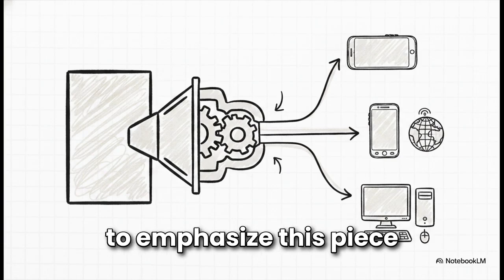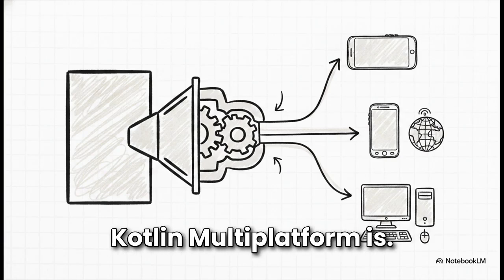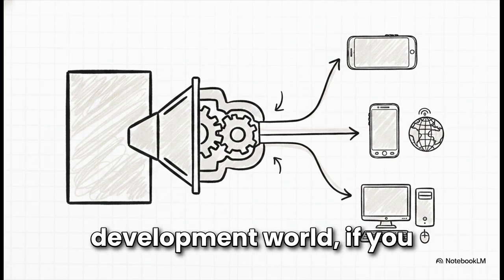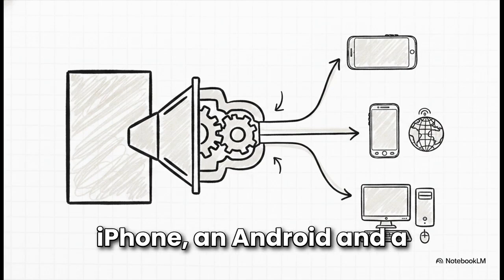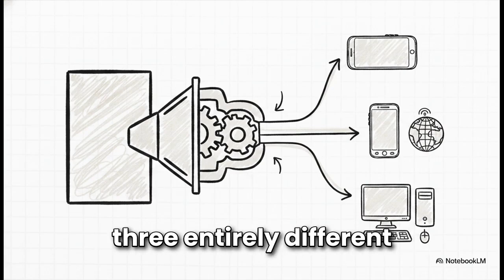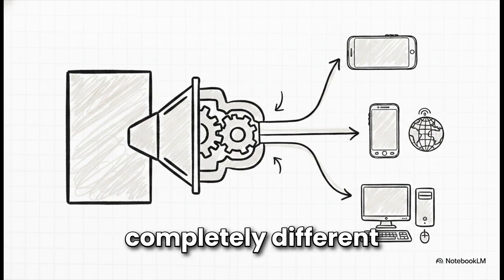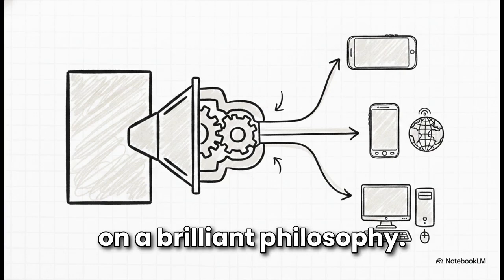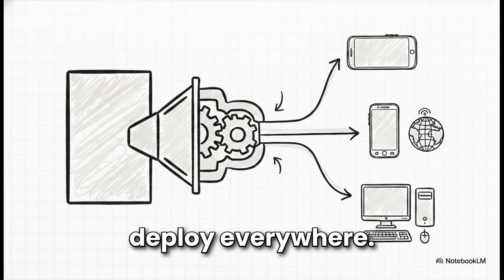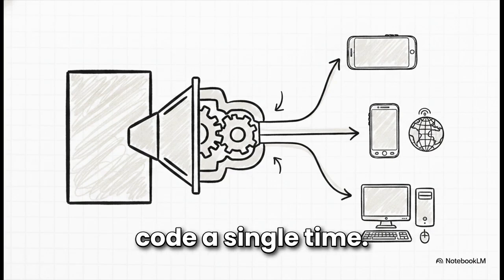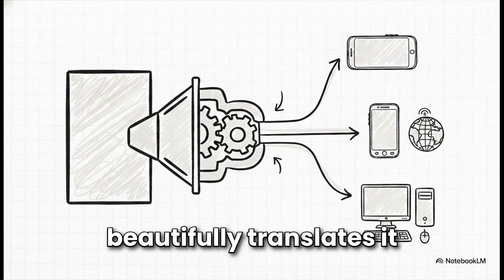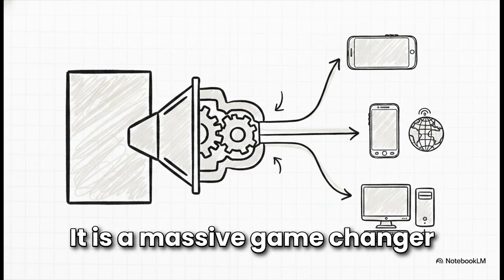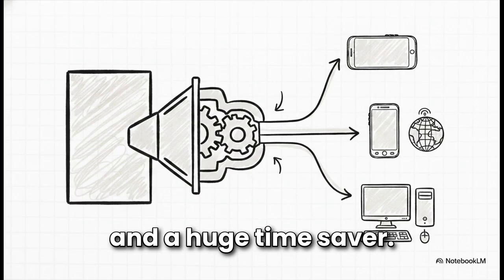I genuinely have to emphasize this piece of the toolkit because Kotlin Multiplatform is just amazing. In the old traditional development world, if you wanted your app on an iPhone, an Android, and a website, you basically had to write the app 3 entirely different times, using 3 completely different programming languages. It was exhausting, but Kotlin Multiplatform operates on a brilliant philosophy. Write once, deploy everywhere. You literally write your rapid reading code a single time, and this technology beautifully translates it so it can be deployed seamlessly across Android, iOS, desktop, and the web. It is a massive game changer and a huge time saver.